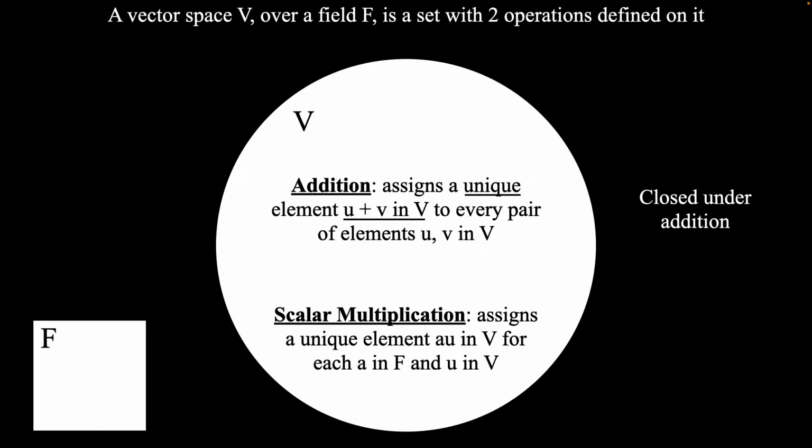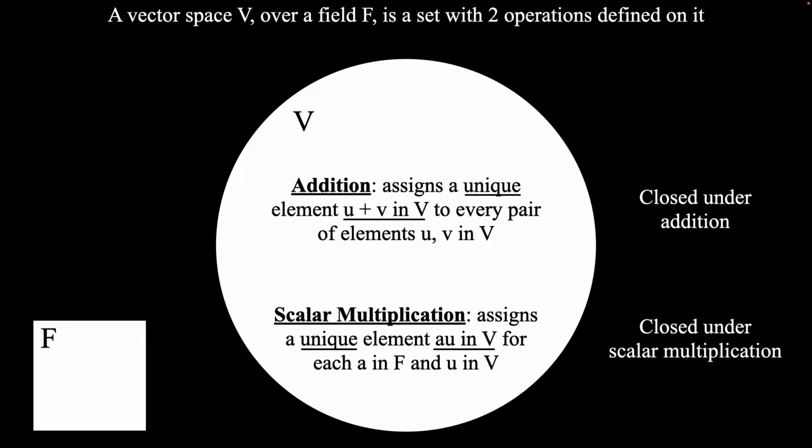The second operation is called scalar multiplication. This operation takes as inputs an element from the underlying field along with an element in the vector space. The output of this operation is a unique element called AU, and since AU lives in V, we say that a vector space is closed under scalar multiplication. So that is the initial setup for a vector space. It is some set with these operations defined on it.